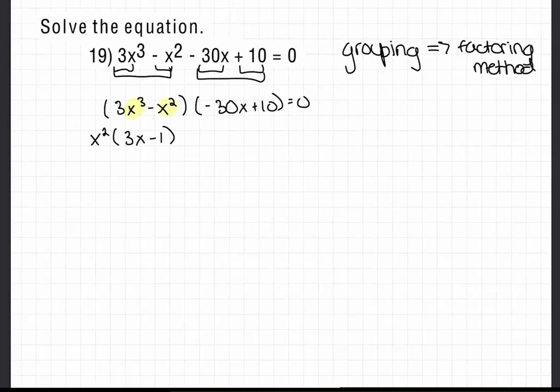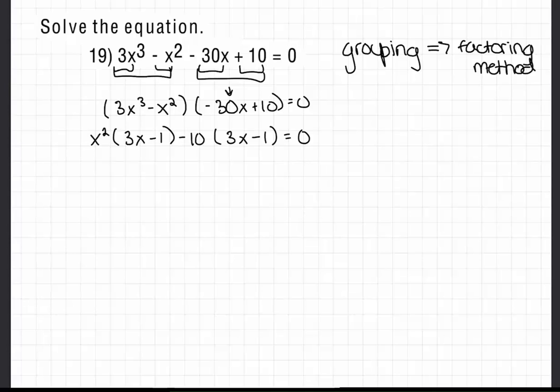And then out of the negative 30x plus 10, we can pull out a 10 because between the 10 and the 30, there's a common multiple of 10. So I'm going to pull out a negative 10 to make the first coefficient positive, which will leave us with a positive 3x minus 1 is equal to 0. Now that we have that factored, we can go ahead and combine our sets.